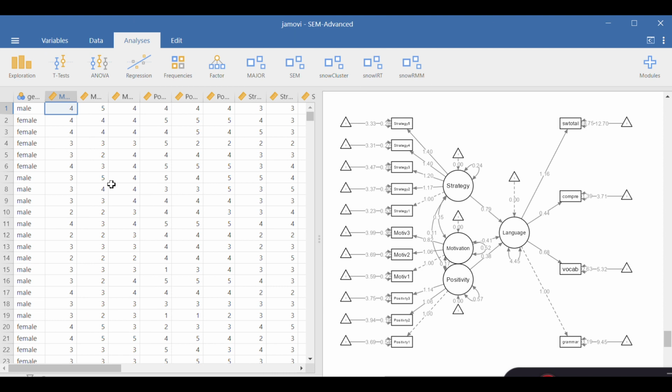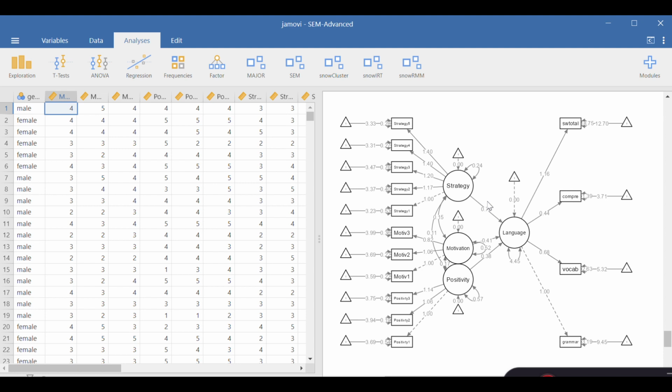Now, I should also say that I am expecting to get a model like this, which means that I have four latent variables: language, which has been represented by these four indicators or observable variables. One of them is grammar. I hope you can see that. Grammar, vocabulary, comprehension, and situational writing, the total score.